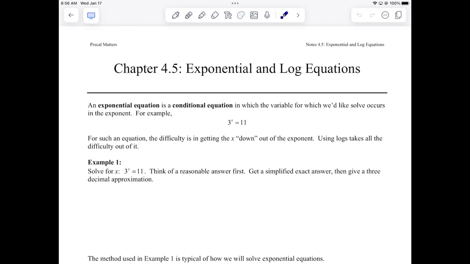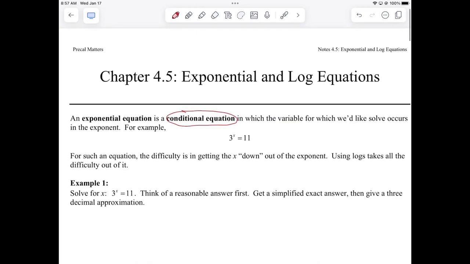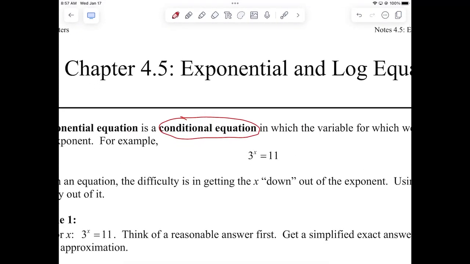It's a conditional equation. All right, so let's review what a conditional equation is. A conditional equation is an equation that's only true under certain conditions. It's not an identity, so it's not always true. It's not a contradiction, so it's never true. And it's not a name equation like f of x equals something. It's only true for a certain value of x or certain values of x. What do we do with conditional equations? We solve conditional equations. It's an activity.